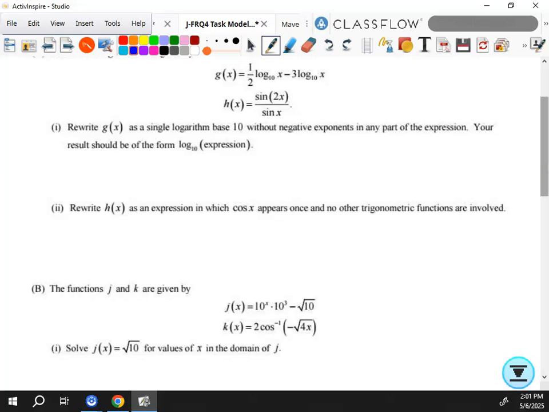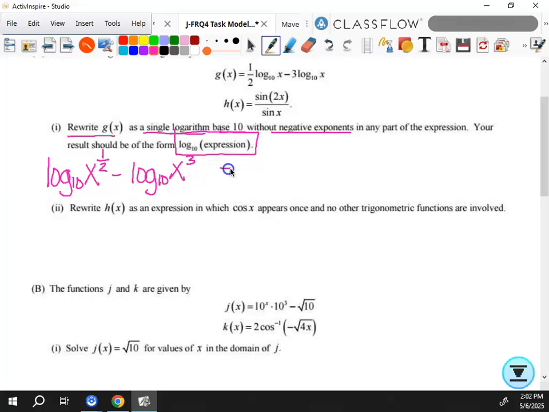All right, so let's look at the first part here. We are going to rewrite g of x as a single log base 10 without negative exponents, and this is what our answer should look like in the end, okay? So as I write it down, I'm going to take care of the exponents. So this becomes log base 10 of x to the 1/2 power minus log base 10 of x to the 3rd power. Any questions about where any of that came from? That's pretty basic for our exponents, right?